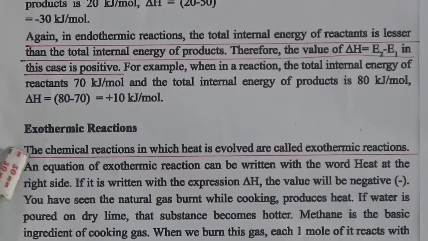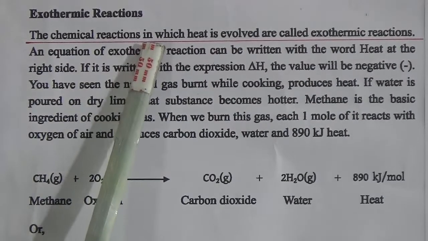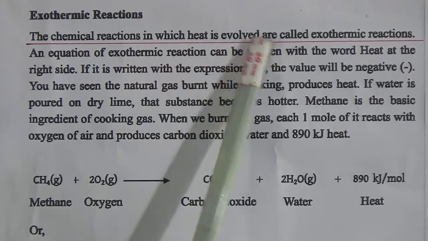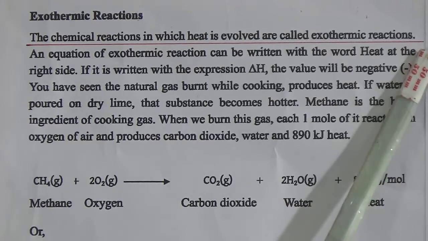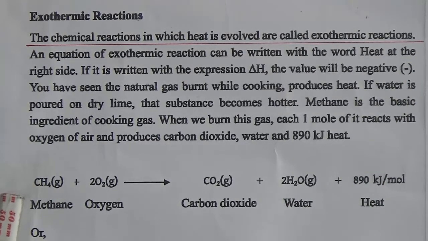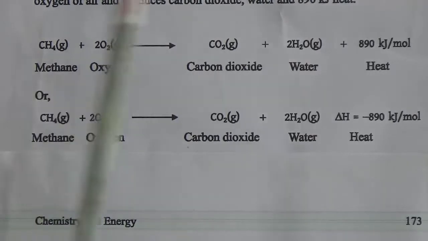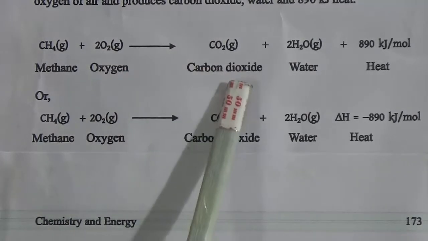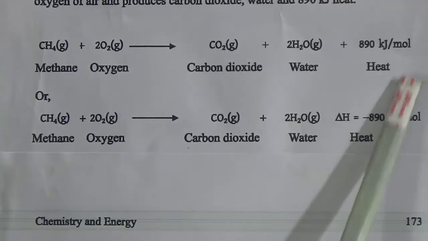Now come to exothermic reaction examples. The chemical reactions in which heat is evolved are called exothermic reactions, and the reaction place becomes hot, as I have told. Come to the example: methane or natural gas. When we burn methane or natural gas in the presence of oxygen, it produces carbon dioxide, water, and it also produces 890 kilojoules per mole.